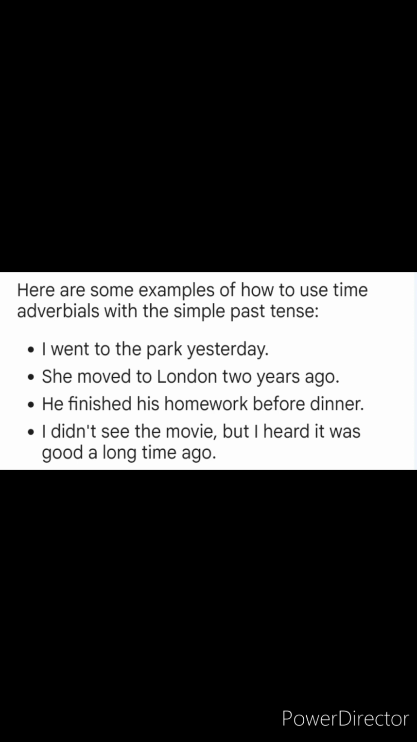The words ago, before, yesterday, and similar expressions are known as time adverbials or time expressions. They are used to indicate the time of an event or action in the past. When used with the simple past tense, these time adverbials typically come at the end of the sentence. Here are some examples of how to use time adverbials.